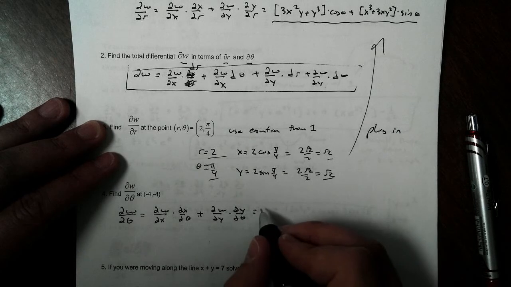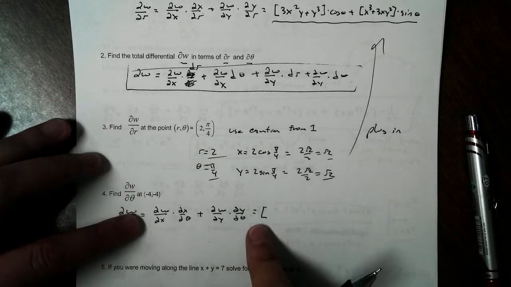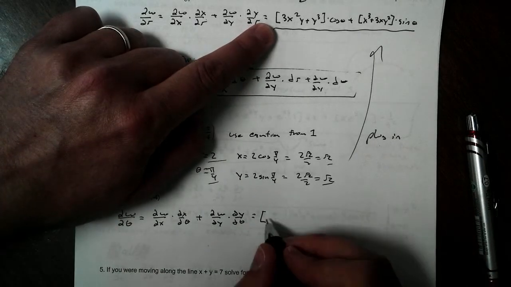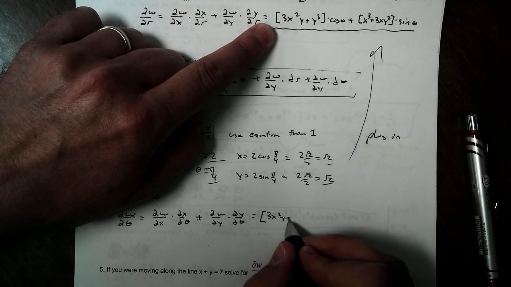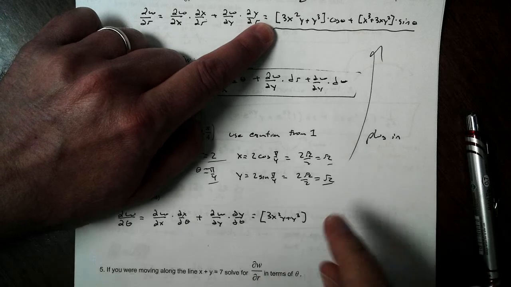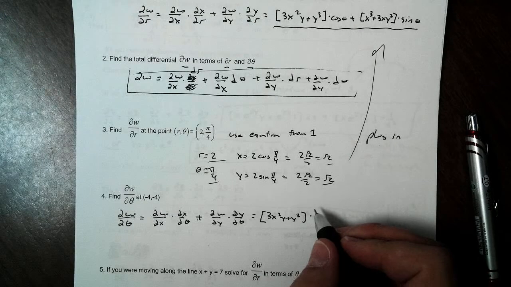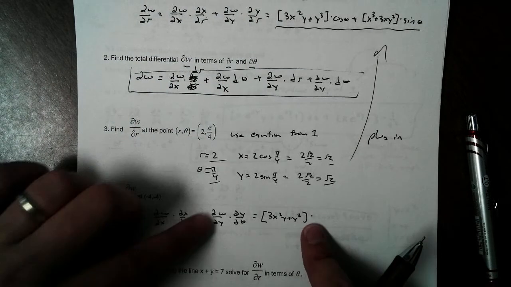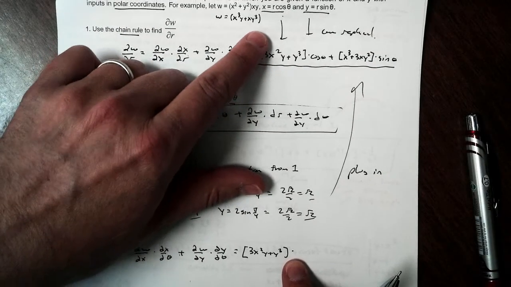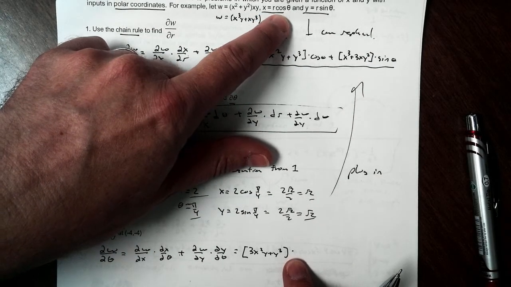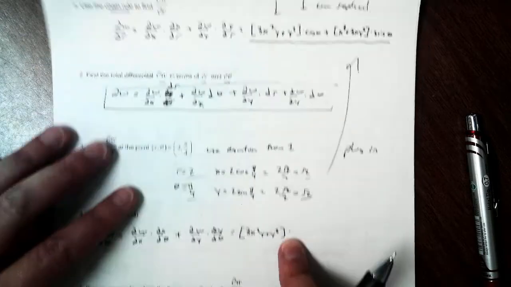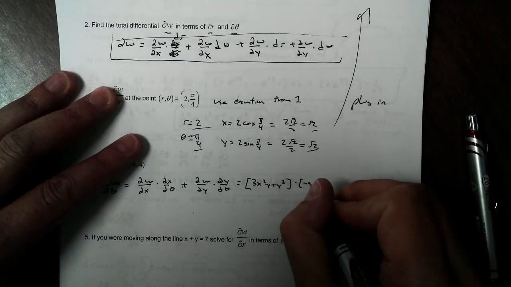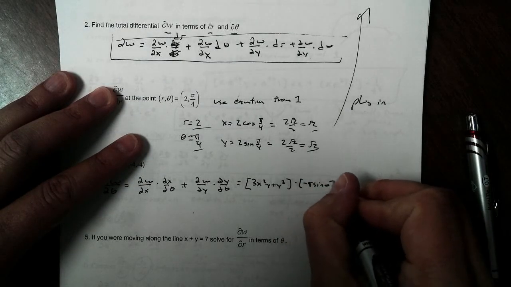And I can get this. We already know what the derivative of w with respect to x is. That was just 3x squared y plus y cubed. And we're going to multiply that by the derivative of x with respect to theta. And that's going to give us negative r sine theta. So this is going to become times negative r sine theta.